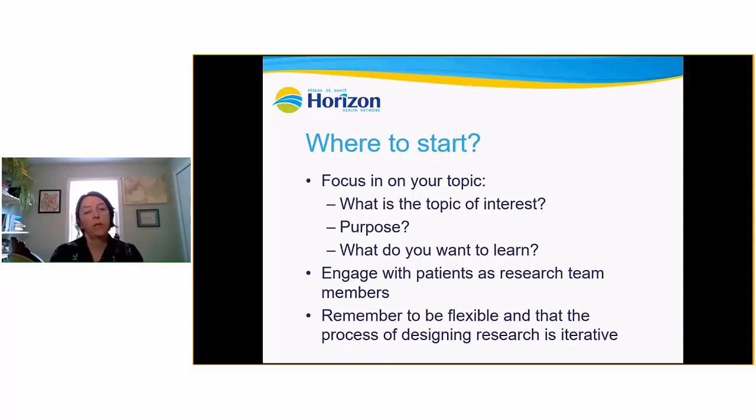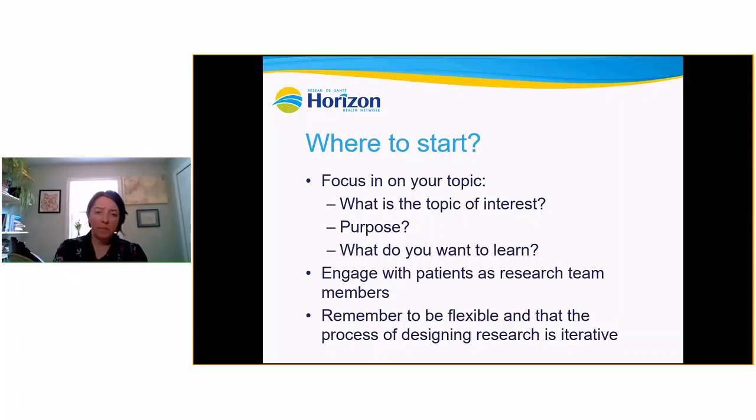So what is your topic of interest? Obviously, if you're thinking about qualitative research, it's probably focusing in on groups of people, in which case, can you engage some of those people to, in fact, inform how the research project is put together? Because it will make it more successful, essentially.